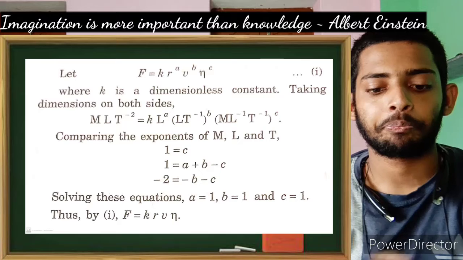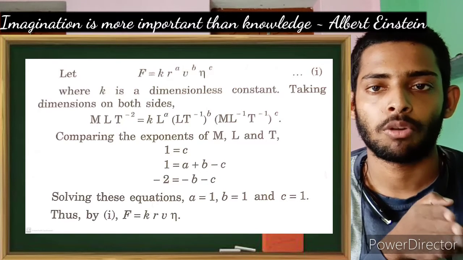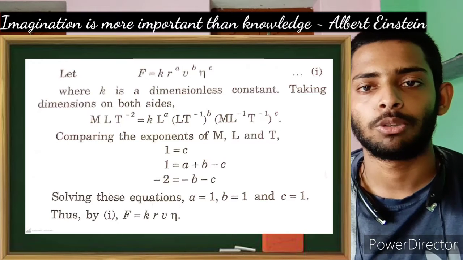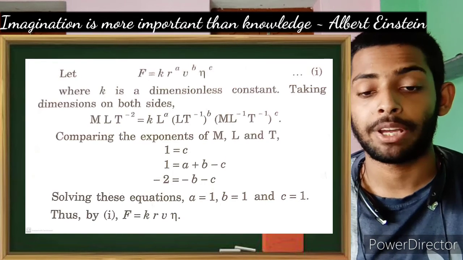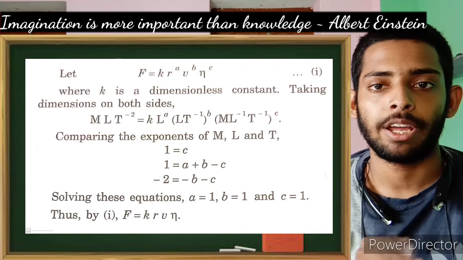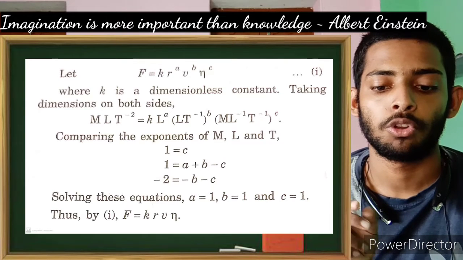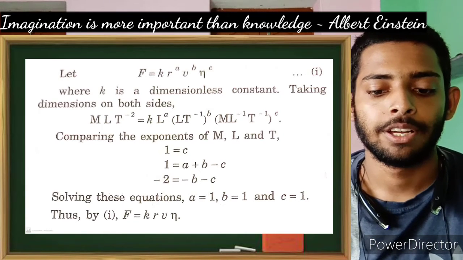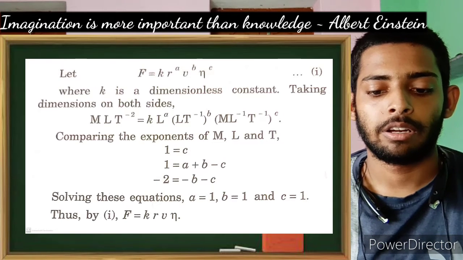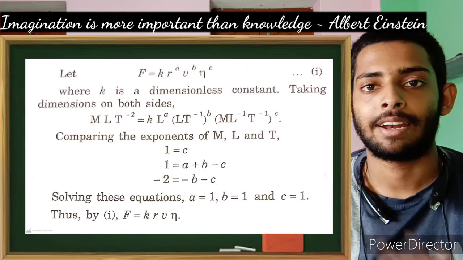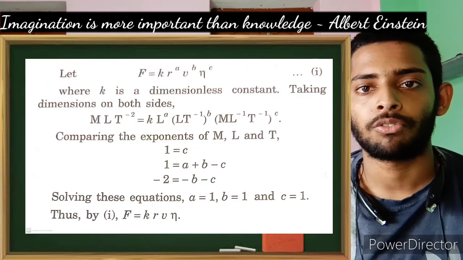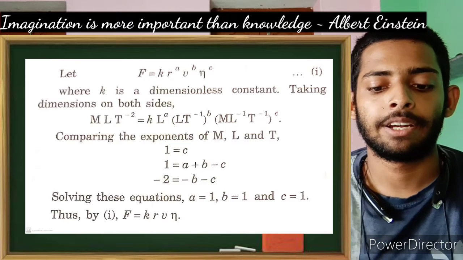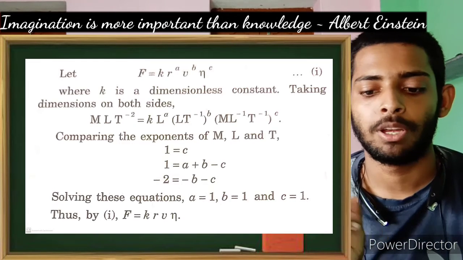And if we write the whole equation by equating it with the dimensional formula of force, which is M L T^-2, then we get the equation as you can see on the screen: M L T^-2 = K L^a (L T^-1)^b (M L^-1 T^-1)^c. By equating the powers of M, L and T on the left-hand side and right-hand side, we can calculate the values of a, b and c. This is simple mathematics. When we calculate, we get a = 1, b = 1 and c = 1.